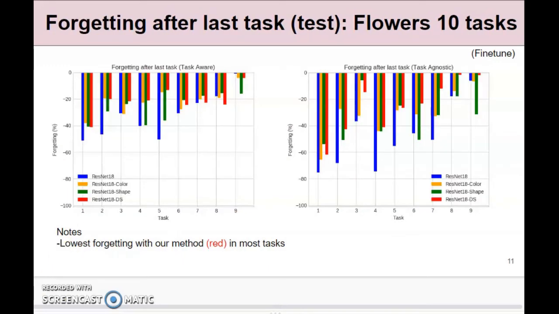Similarly, we analyzed the drop of accuracy, namely the forgetting, after training the last task. We can see that our disentanglement network gets lower forgetting in comparison to the ResNet 18, and also every network of color and shape gets lower forgetting overall than the original ResNet. This happens for both task-aware and task-agnostic settings, where we can see that the forgetting in the task-agnostic setting is much higher. We have one head which we have to train in every task we add.